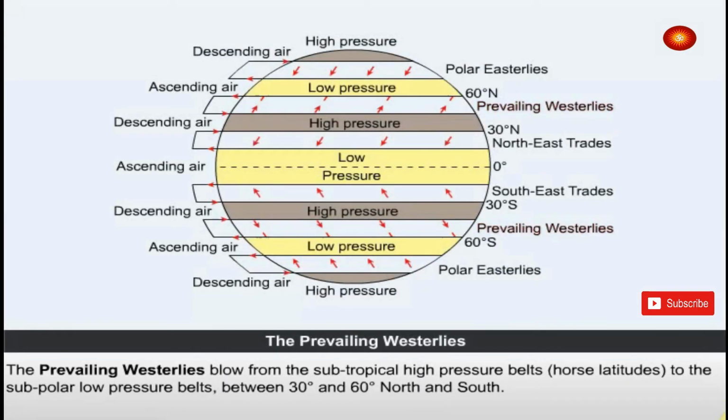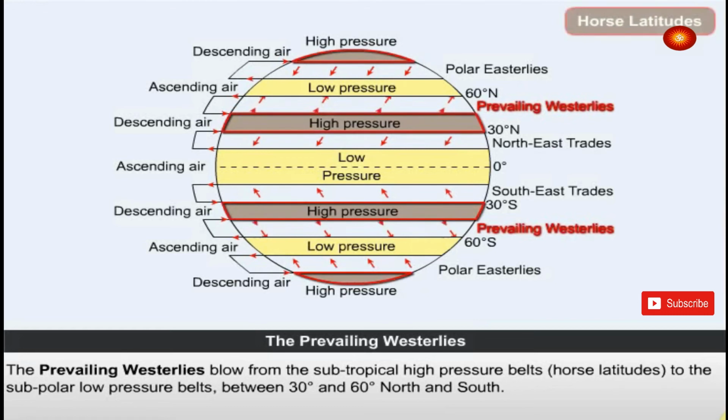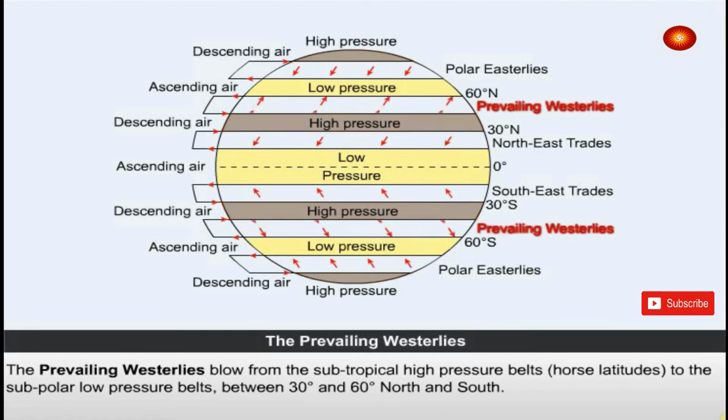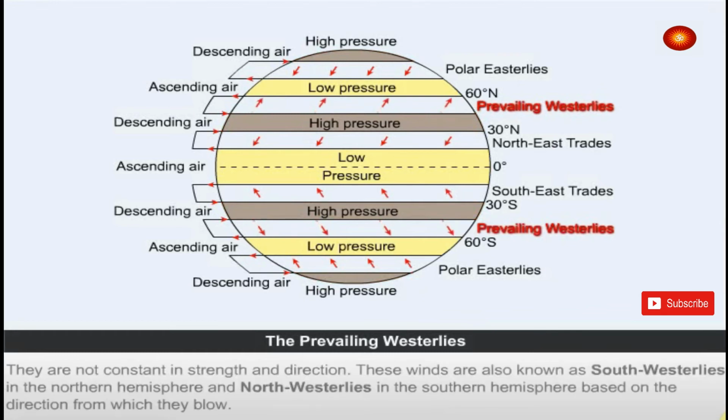The prevailing westerlies blow from the subtropical high-pressure belts, horse latitudes, to the subpolar low-pressure belts, between 30 and 60 degrees north and south. They are not constant in strength and direction. These winds are also known as southwesterlies in the northern hemisphere and northwesterlies in the southern hemisphere, based on the direction from which they blow.